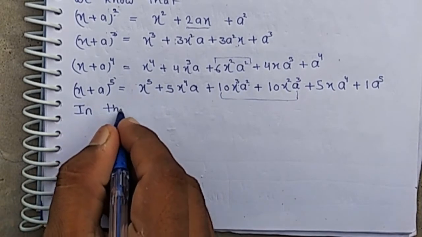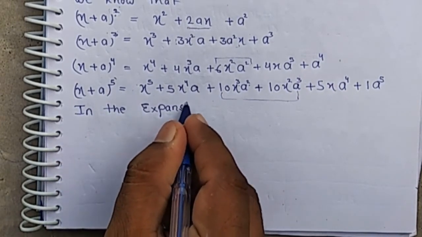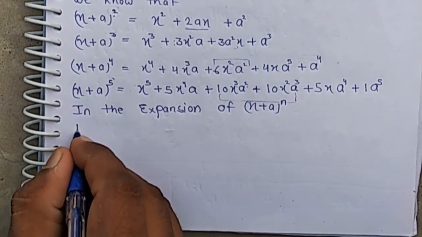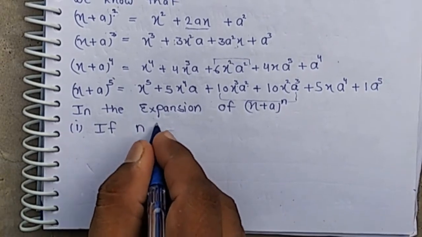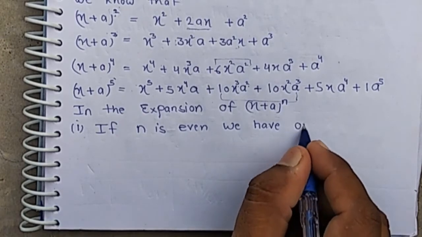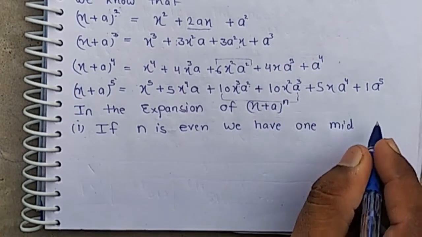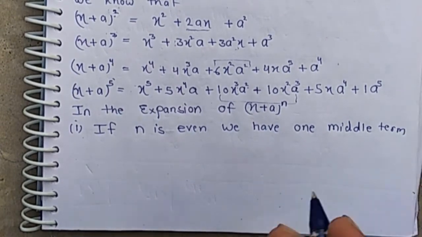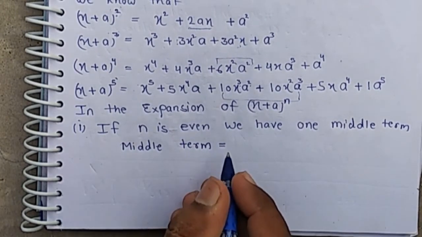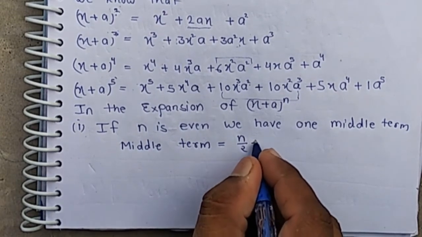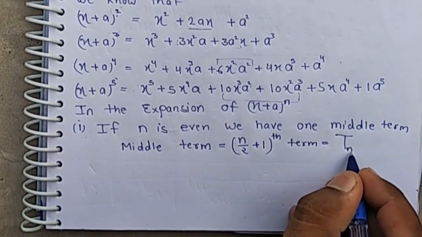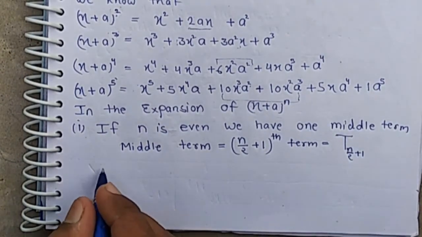Then in the expansion of (x + a)^n, if n is even, we have one middle term, and it is given by the (n/2 + 1)th term. Or we can write it as T(n/2 + 1).